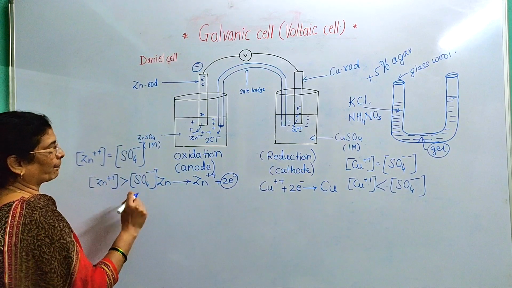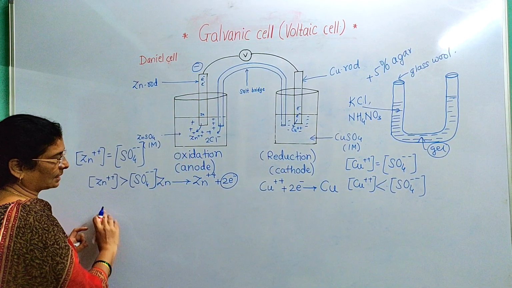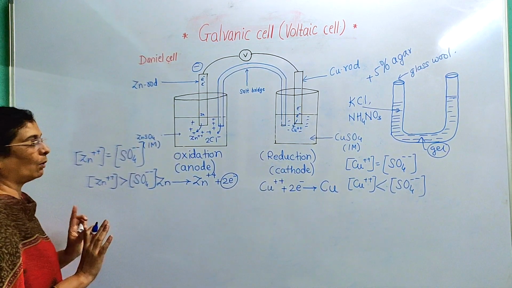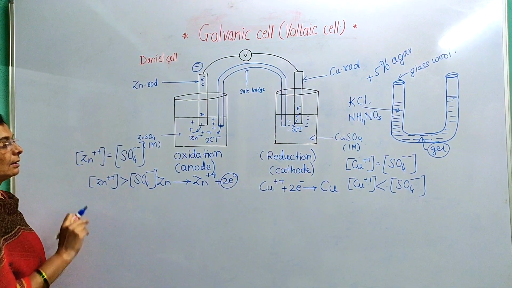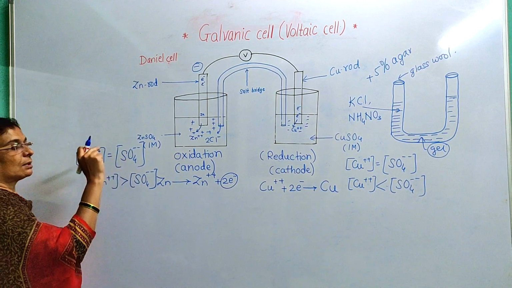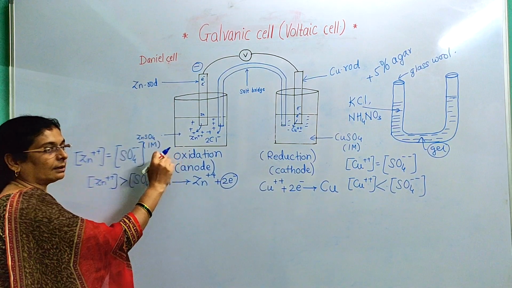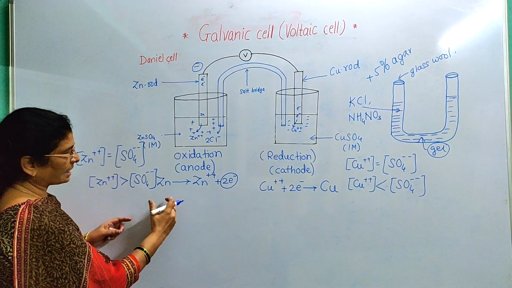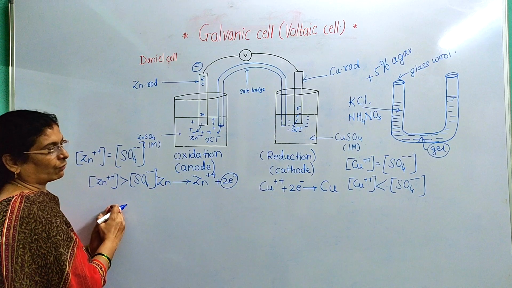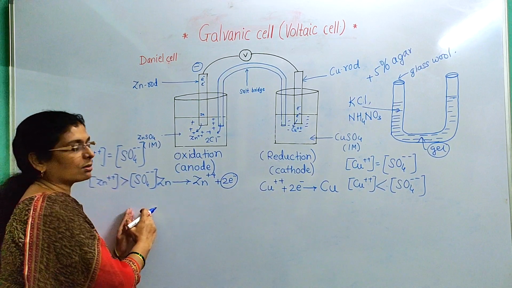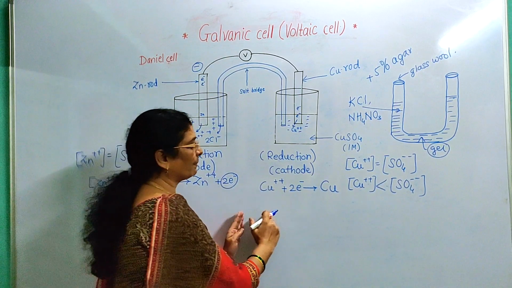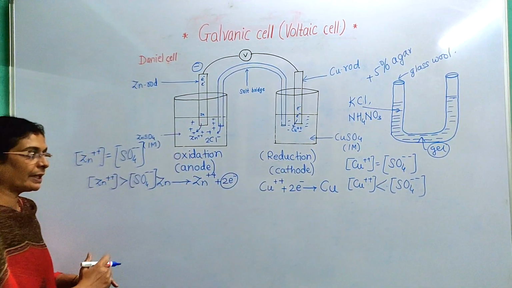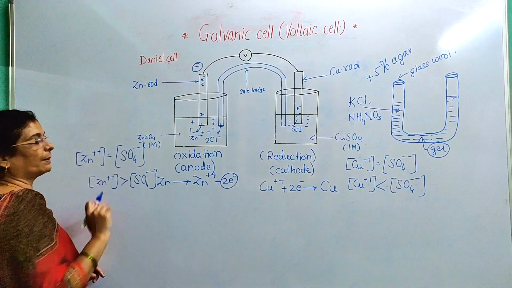There are two parts. All these can be simply explained by using one line. We shall see, there is one method. The method is, first, we have to represent the electrode where oxidation takes place. On the extreme left hand side, we have to represent the electrode where oxidation takes place. On the extreme right hand side, you have to represent the electrode where reduction takes place.